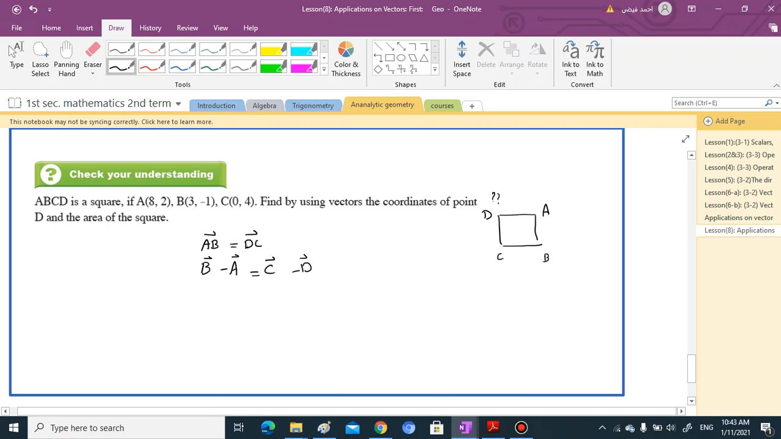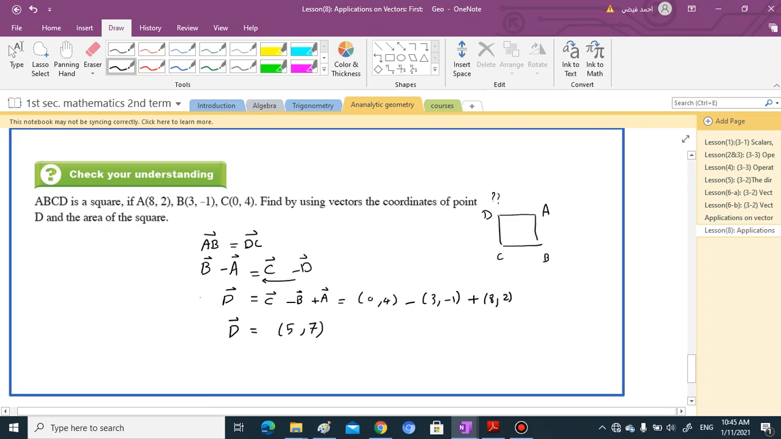So D will be C minus B plus A, which is equal to C (0, 4) minus B, which is (3, -1), plus A, which is (8, 2). So D will be 0 minus 3 will be negative 3, plus 8 will be 5, and 4 minus negative 1 will be positive 1. 4 plus 1 will be 5, then plus 2 will be 7. So the coordinates of the point D will be (5, 7).